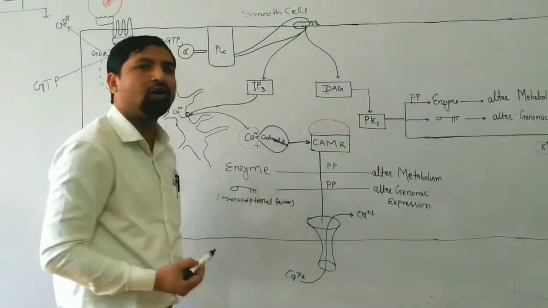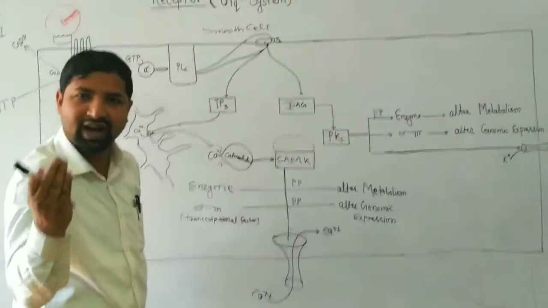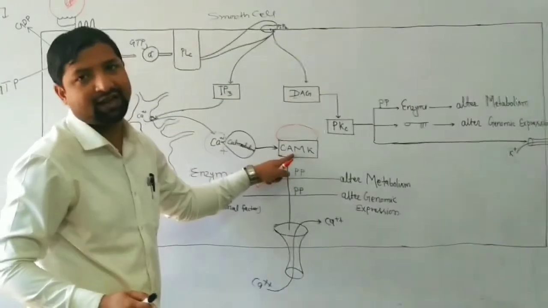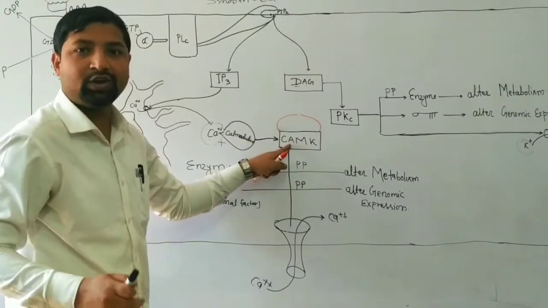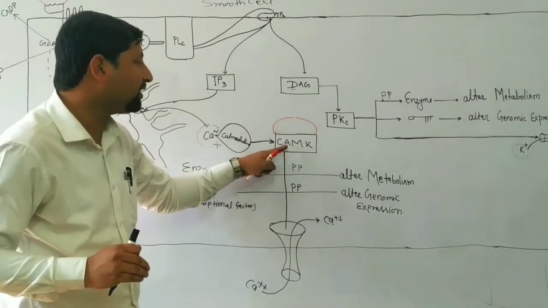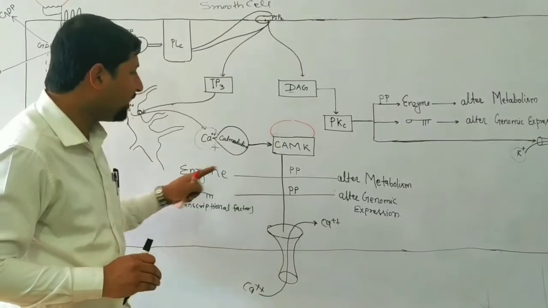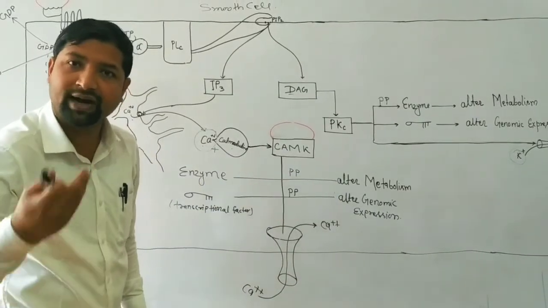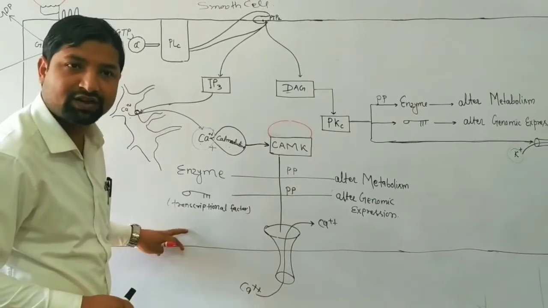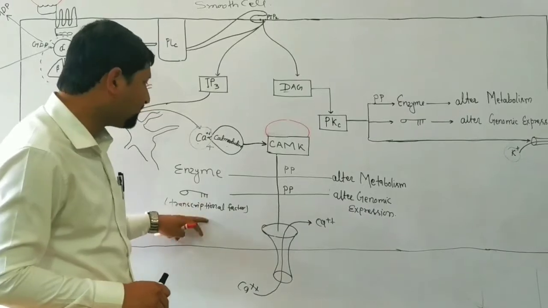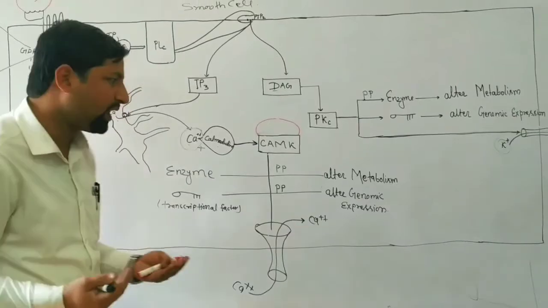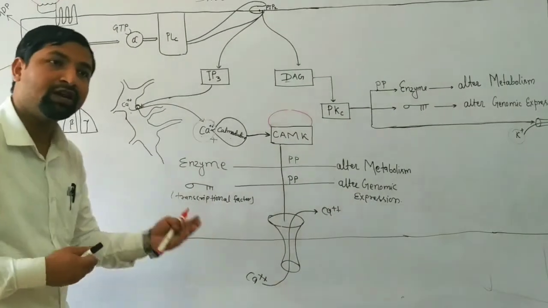Now this calcium calmodulin complex will stimulate one of the kinase enzymes, known as calcium calmodulin kinase. What will the kinase do? Every time I told you that the kinase is responsible for phosphorylation. So CAM kinase will phosphorylate the enzyme and be responsible for the alteration of metabolism. This CAM kinase is also responsible for the alteration in transcription factors, and the alteration of genomic expression in terms of transcription and translation.